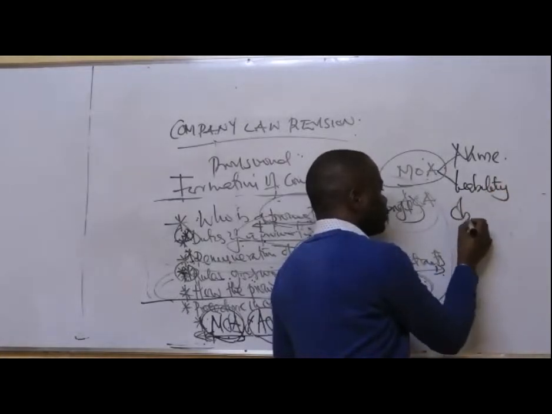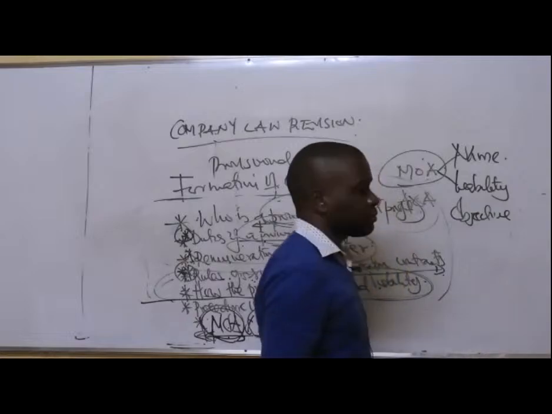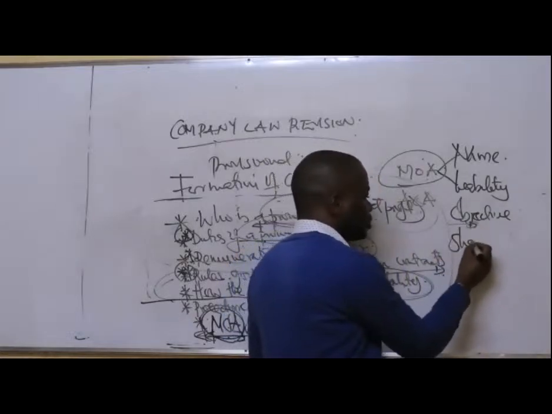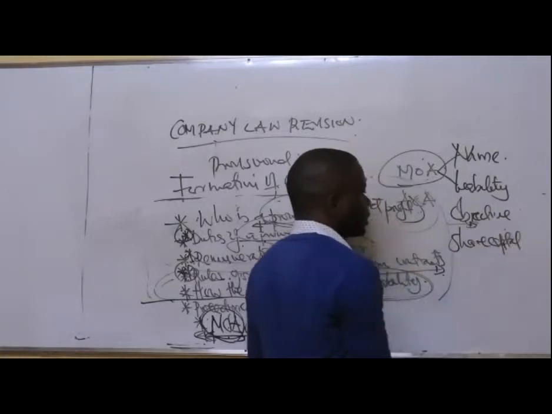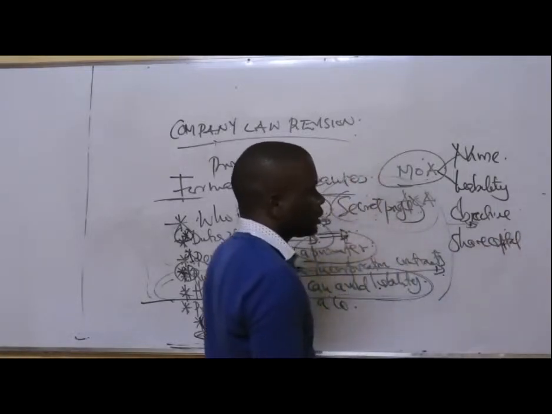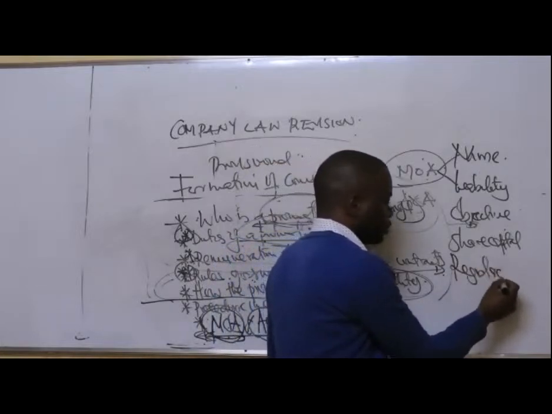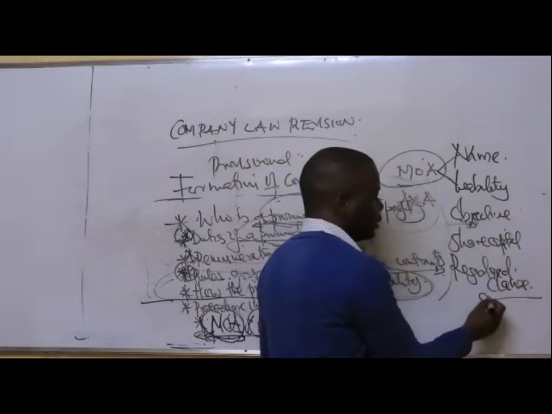You have the objective clause. Clauses are simply paragraphs. So they talk more about the objective of the company. You have the share capital clause. These are some of the clauses. Then the registered office clause, which talks more about the registered office of the company.